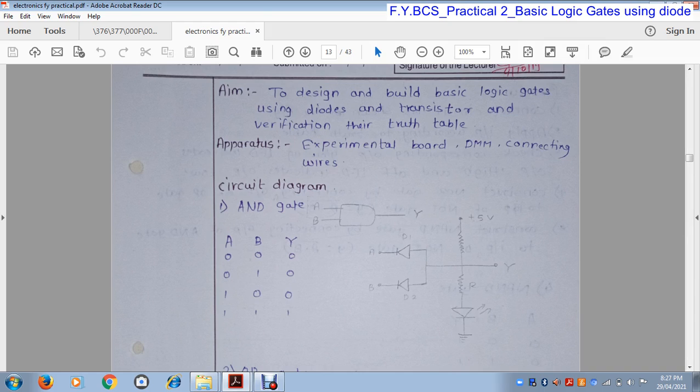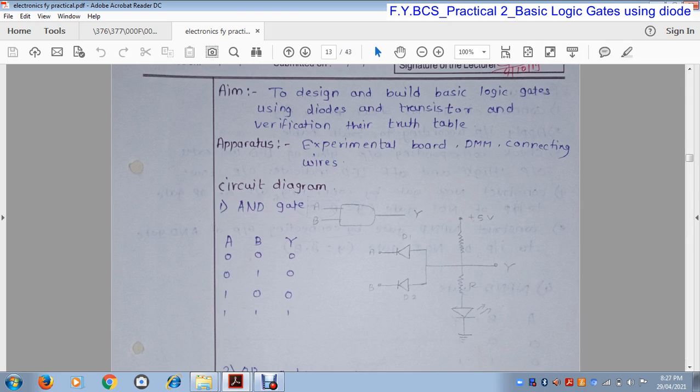In this experiment, we design different logic gates, that means AND gate, OR gate, NOT gate, by using diode and transistor, and verify their truth tables. For this experiment, we need the following apparatus: experimental board, that means breadboard, DMM, digital multimeter, and connecting wires.